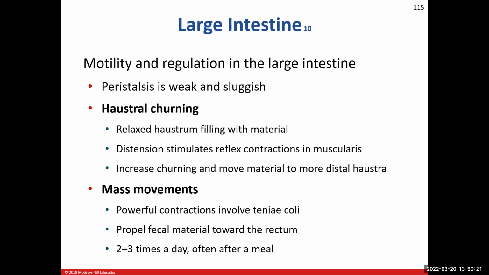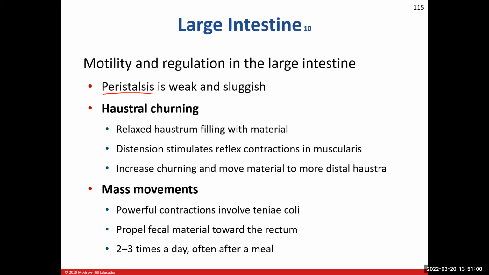So how do we move things and mix things up in the large intestine? Well, of course, when we're moving things proximal to distally, we call that peristalsis. But in the large intestine, it's a little bit different. It's like a chugging machine that just needs a little bit of help. If you've ever driven an old car, you may notice it needs a little help trying to go up a hill. So in the large intestine, our peristalsis is going to be a little bit different than what we saw in the small intestine. It's going to be much more weak, and it'll be kind of sluggish where it just kind of chugs along.